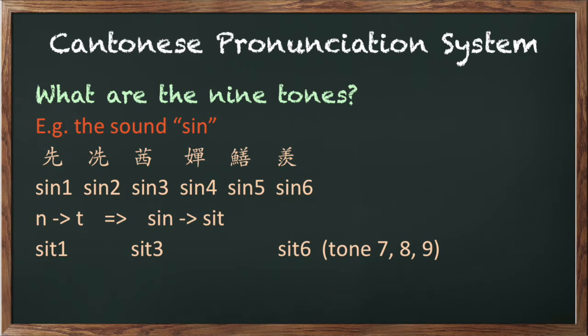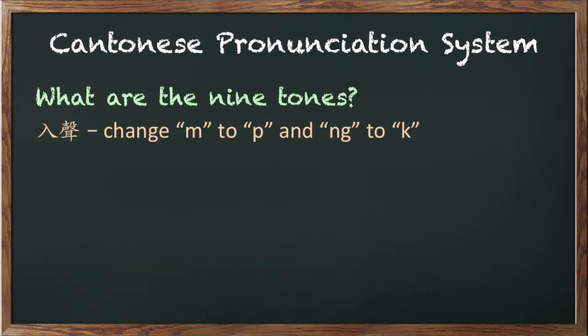This one is tone 7? This one is tone 8? This one is tone 9? We don't have a character for tone 7, but the others do. In the same way, we change m to p and ng to k.